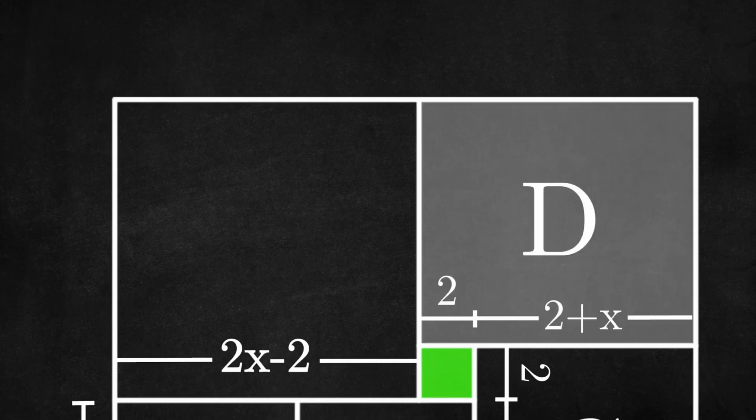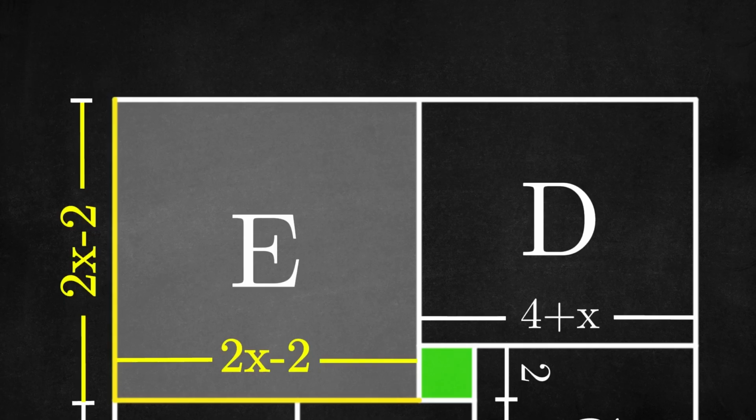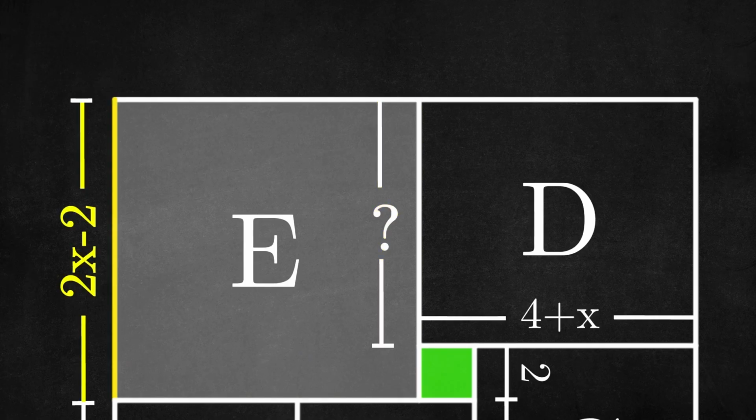Now let's proceed to square D. The side length of this square is 2 plus 2 plus x, which simplifies to 4 plus x. Next, let's proceed to square E. Each side of this square has a length of 2x minus 2. Using segment addition, this distance is 2x minus 2 minus 2, which simplifies to 2x minus 4.